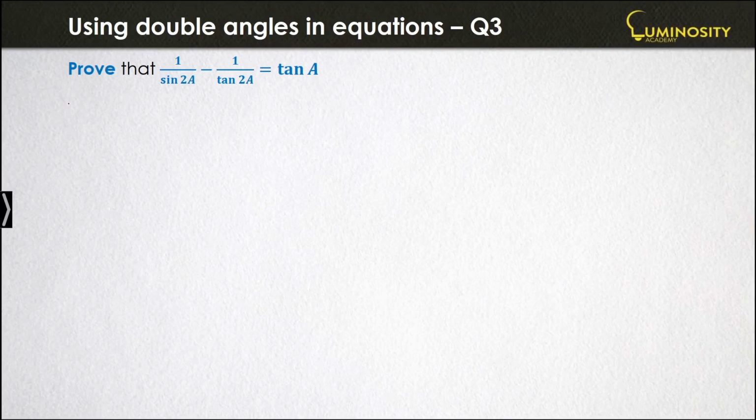Let's have a look at question 3. We want to prove the following identity: 1 over sine 2a minus 1 over tan 2a is equal to tan a. So I'm going to start with the left-hand side as that is the considerably more difficult side. So let's try and simplify it and see if we can get tan a.